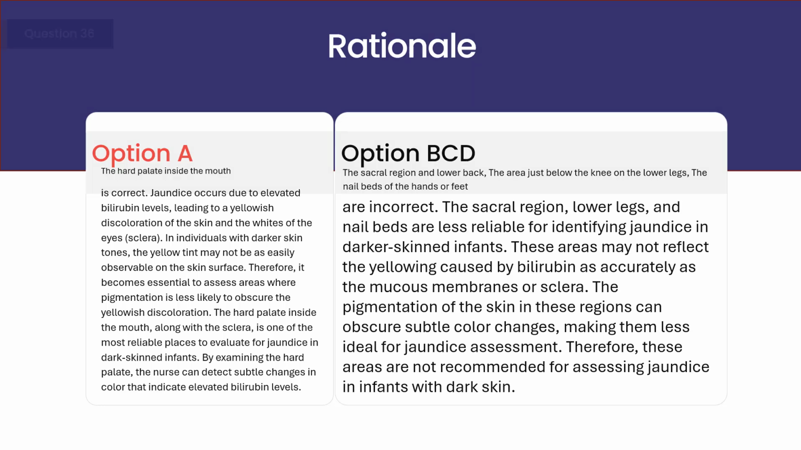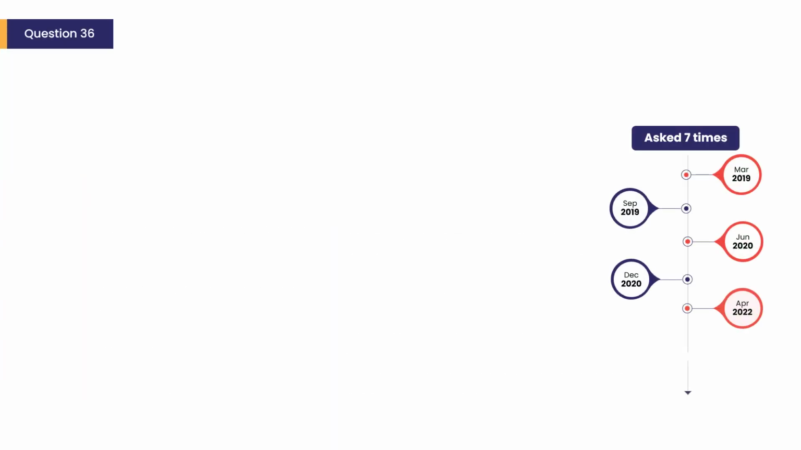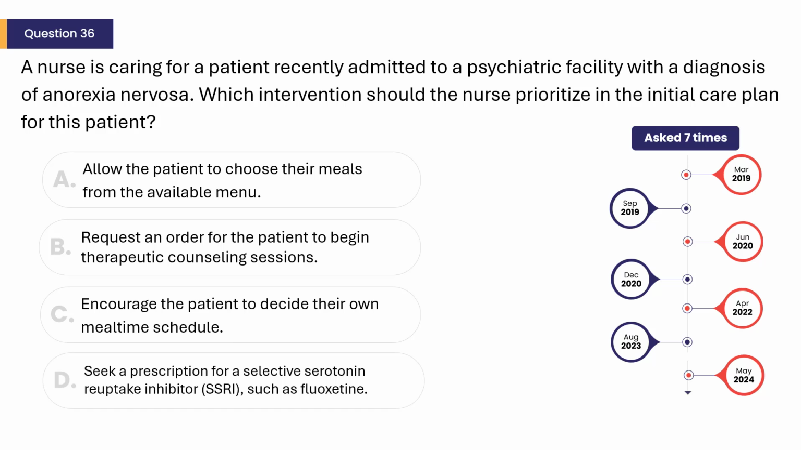Let's move on to the next question. This psychiatric care question has been asked 7 times in the last 5 years, making it a frequently repeated topic. A nurse is caring for a patient recently admitted to a psychiatric facility with a diagnosis of anorexia nervosa. Which intervention should the nurse prioritize in the initial care plan for this patient?